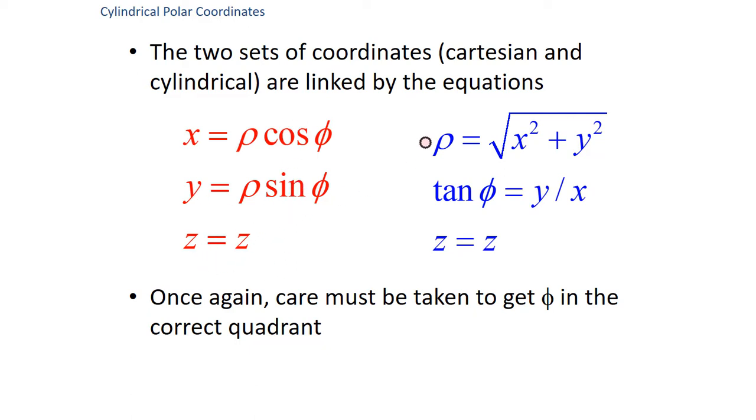If we're working the other way, rho is perhaps the easier one. Rho is the square root of x squared plus y squared. And then, of course, if we divide the two of them here, tan phi will be y over x. And once more, perhaps the trickiest part is making sure that you get phi in the right quadrant.